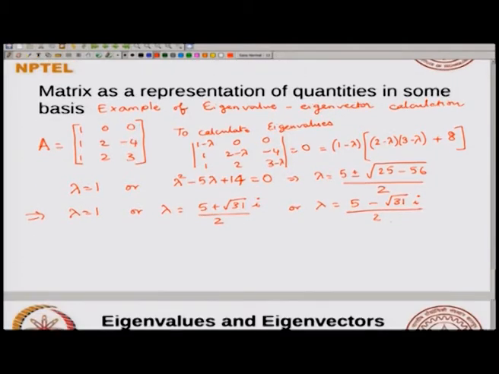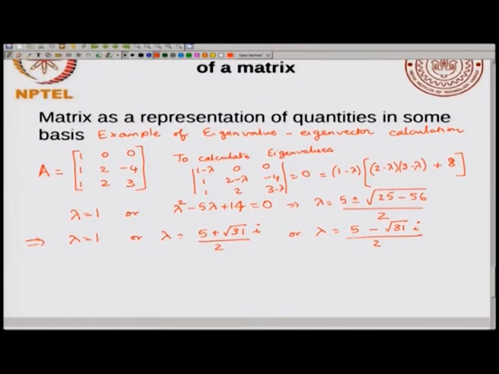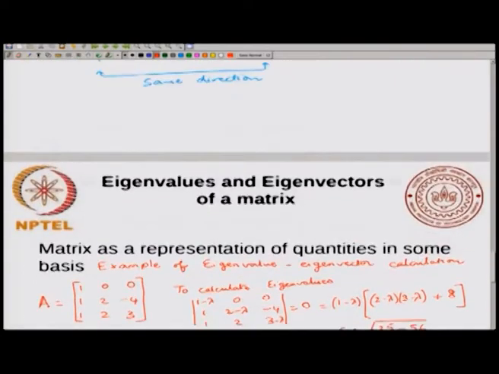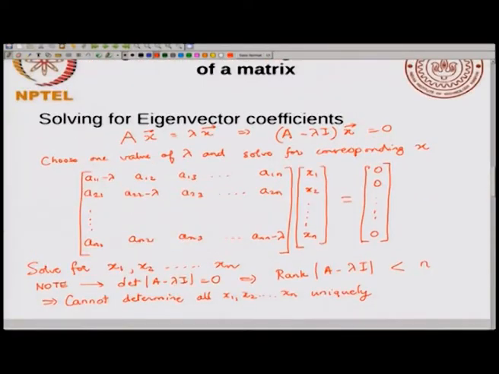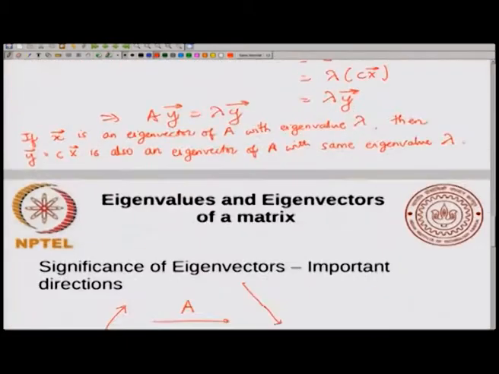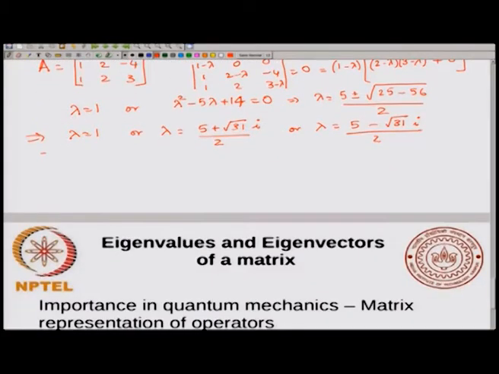Now, what we need to do next is to calculate the eigenvectors. I will just take one example. Let us take lambda equal to 1. I will calculate the eigenvector corresponding to lambda equal to 1. So I take lambda equal to 1 and put it in my equation, in an equation of this form, and what I will get is the following equation.